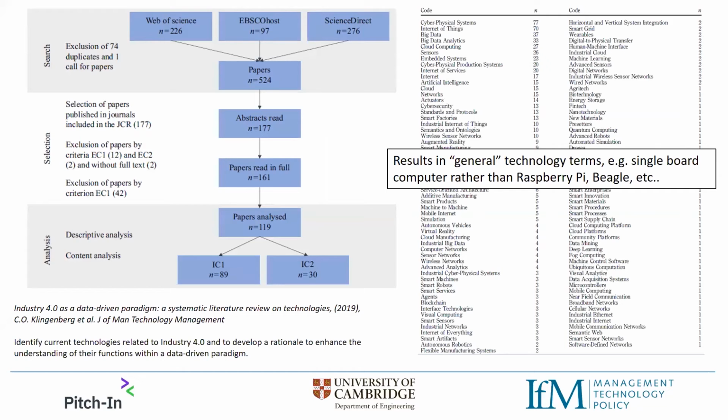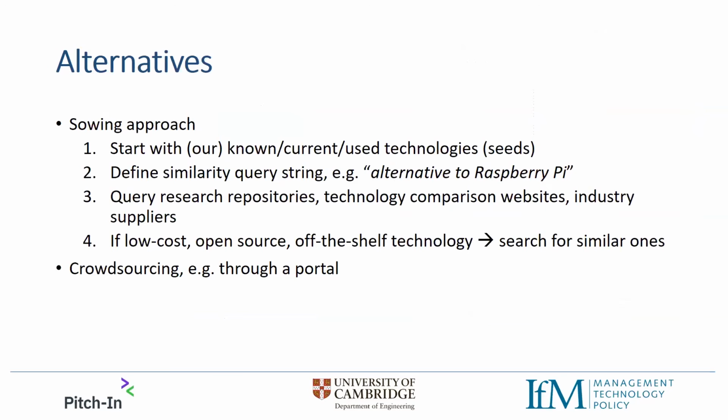But one of the outcomes that we've been seeing is that the results are usually in general technology terms. So it might say single board computer, but it doesn't tell you Raspberry Pi or Beagle, which is probably the actual product or the technology that we are after. Okay, so that's one of the ways to do it, and there are other alternatives out there.